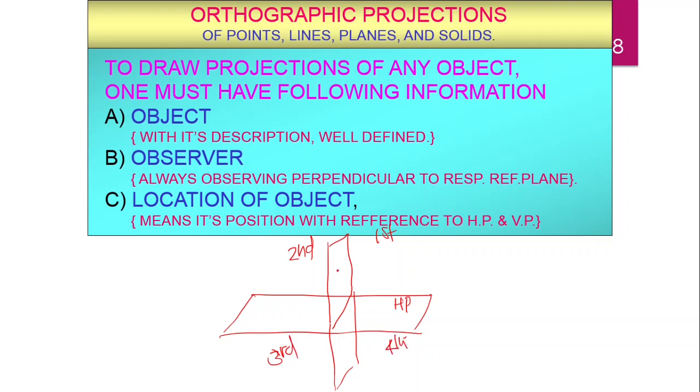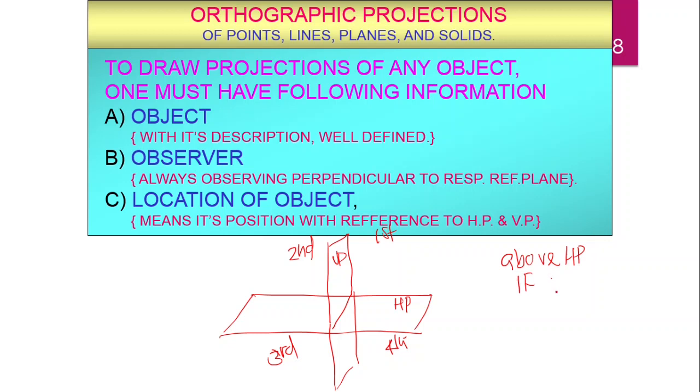And correspondingly, if we say that the point is in front of VP, the vertical plane, then that point can lie either in first quadrant or fourth quadrant. If that point is behind VP, then that point can either lie in second quadrant or third quadrant.